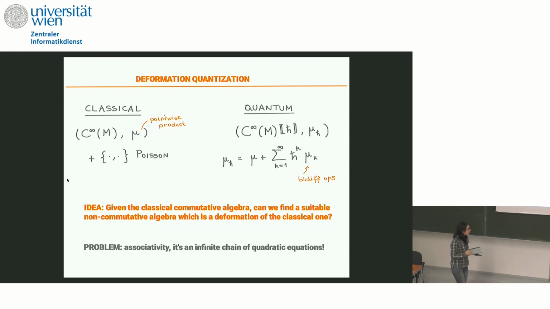Okay, problem. Problem is associativity. If I want to study associativity of this deformed object here, I end up writing down an infinite chain of quadratic equations in mu k. Not funny. So what do I do? I can use a beautiful theory developed by Gerstenhaber, which is the theory of deformation of associative algebras, which is the aspect I'm focusing on at the moment.